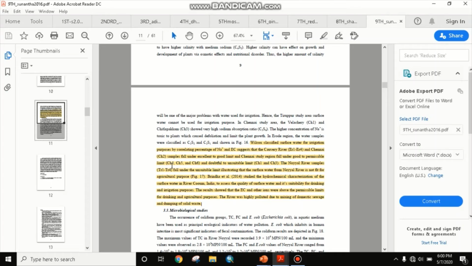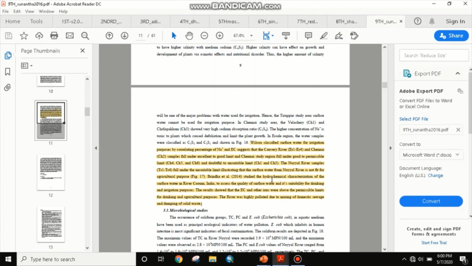to permissible limit. Here also you can see that category has been given, CH2, CH4, CH5, which we will see in our diagram, that is the sample number. Okay, so CH2, CH4, CH5 fall under doubtful to unsuitable limit, and Noyyal river samples TR1, TR4 fall under unsuitable limit, illustrating the surface water from Noyyal river is not fit for agriculture purpose.